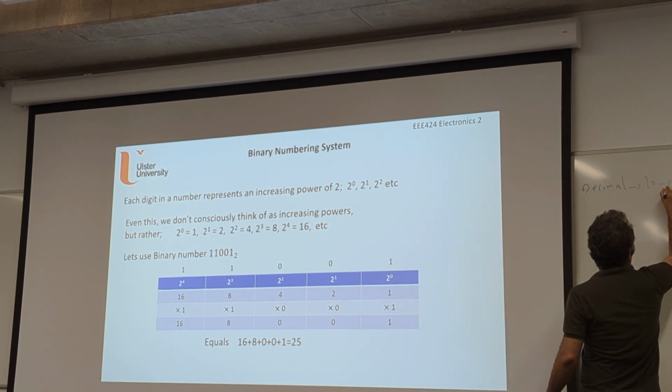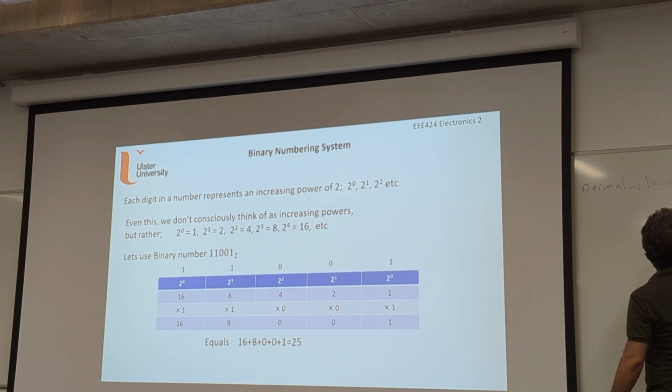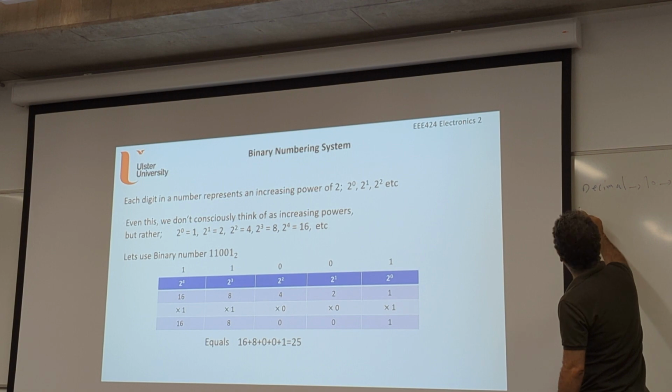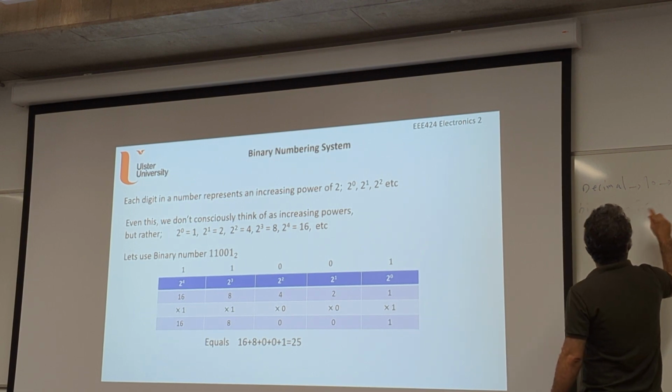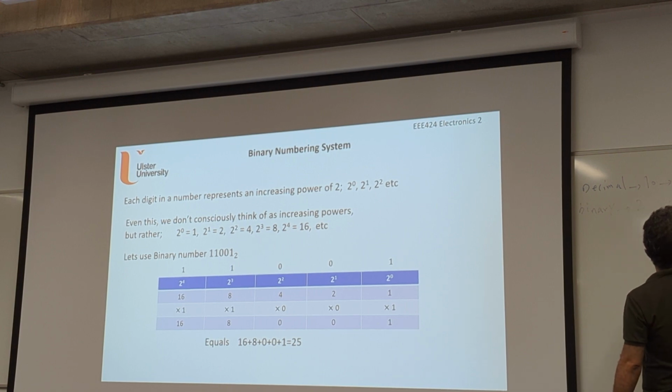Base is 10, then we start with 10 power 0, 10 power 1, 10 square, and continue. When we talk about binary, the base is 2. It's the same: 2 power 0, 2 power 1, 2 power 2, and continue.